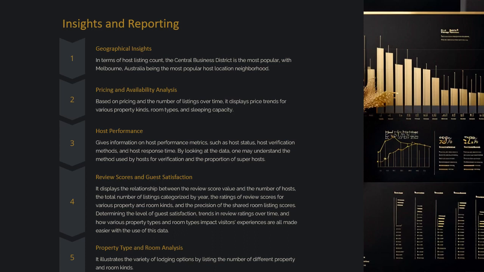By looking at the data, one may understand the methods used by the host for verification, and the proportion of superhosts. The fourth one is review scores and satisfaction. It displays the relationship between the review score value and the number of hosts, the total number of listings categorized by year, and the rating of review scores for various property and room kinds, and the precision of the shared room listing scores, determining the level of satisfaction. Trends in review ratings over time, and how various property types and room types impact visitors' experiences, are all made easier with the use of the data.